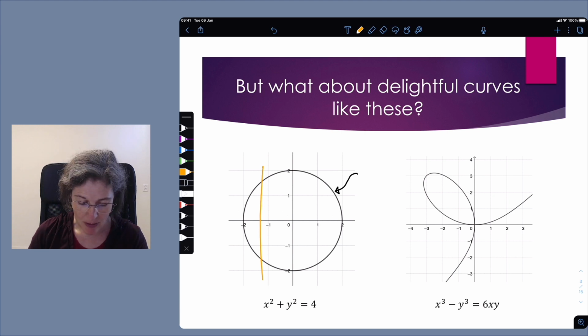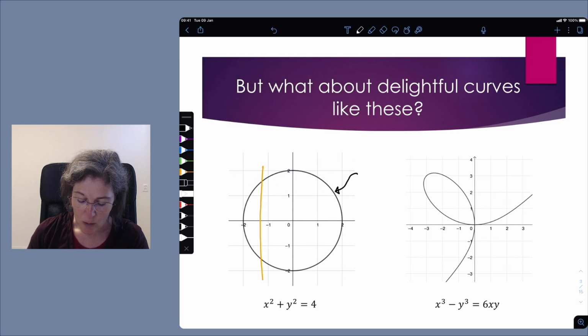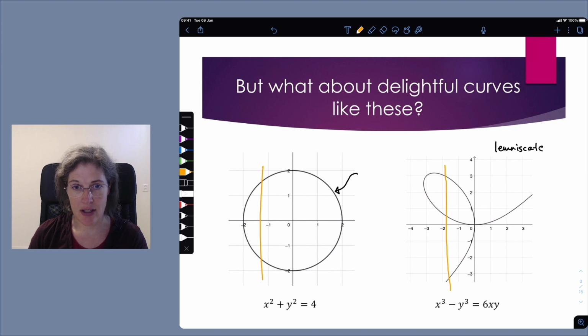The same thing happens with this beautiful curve over here, which is called a lemniscate. Okay, the situation is actually even worse, because if I draw a vertical line here, it now cuts my curve at 3 places. So these are definitely not functions, but they might be curves which adequately describe a particular phenomenon that you are looking at. And so you want to be able to study them.